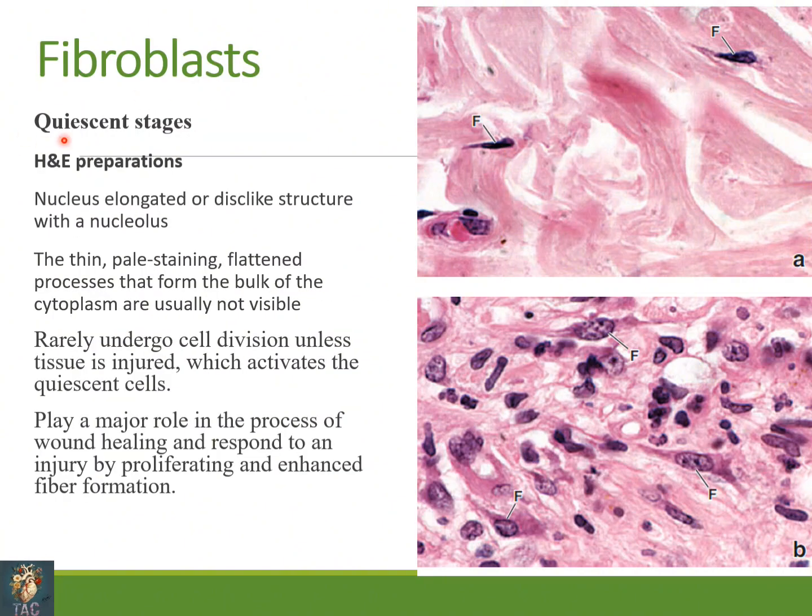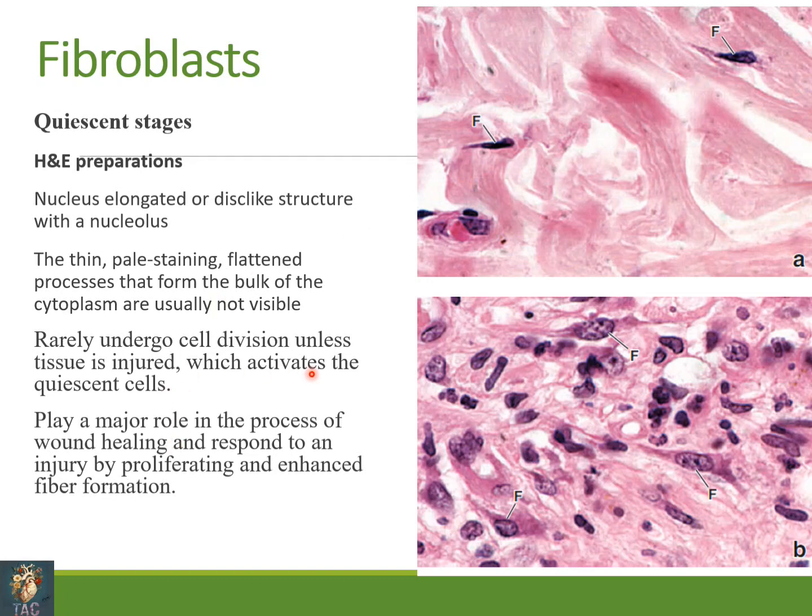So the fibroblast in quiescent stage, in H&E preparation, has a nucleus that is elongated or disc-like, as you can see in this slide, with the nucleolus most of the time present. The thin, pale staining flattened cytoplasm that forms the bulk of the cell is usually not visible. As I have told you, their cytoplasmic processes are not visible because they blend with the surrounding extracellular matrix or the connective tissue fibers.